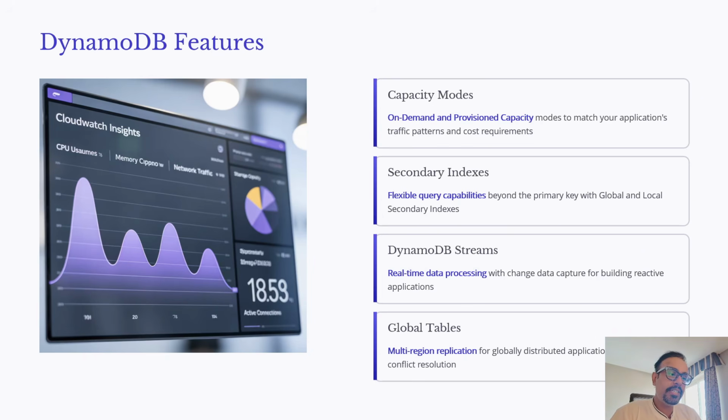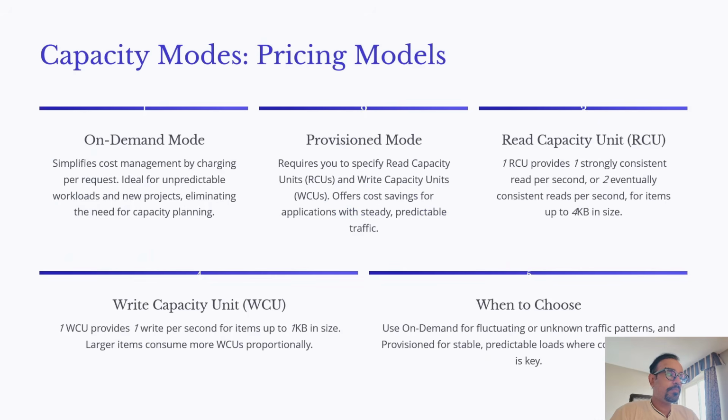This ensures low latency, high availability, and conflict-free updates for globally distributed applications. Now, let's understand the capacity mode pricing models. So first is the on-demand mode. This is the simplest option. You pay per request without needing to plan capacity in advance. It automatically scales with your traffic, making it perfect for beginners or workloads with unpredictable usage patterns.